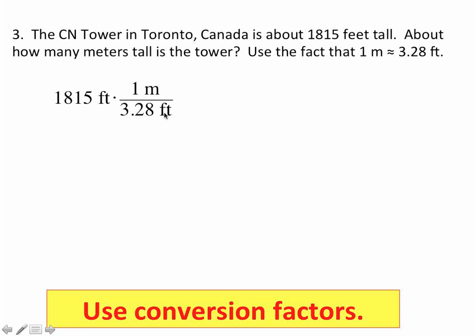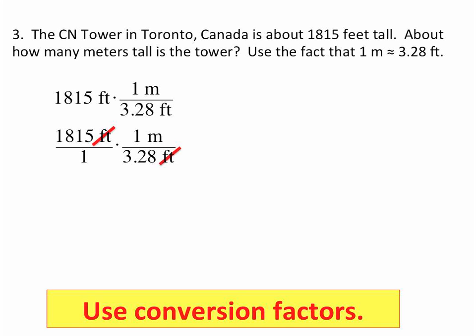Notice I put the feet here on the bottom so it would cancel this feet, which is really on the top. All right, you can always make this into a fraction by putting it over 1. It might be easier to see that this is in fact on the top. So you need this foot on the bottom so that they cancel out, so that you're only left with meters because you want to know how many meters it is.